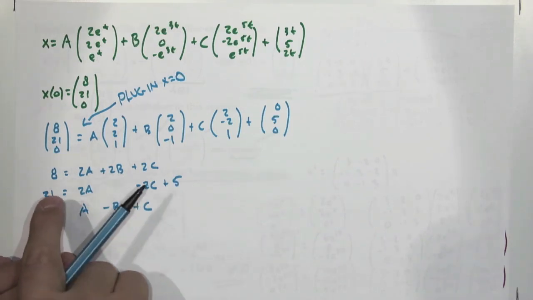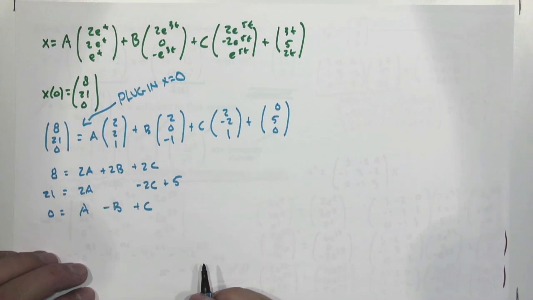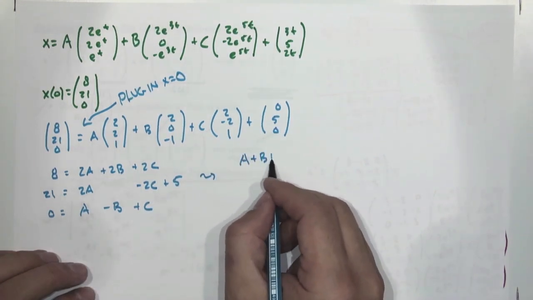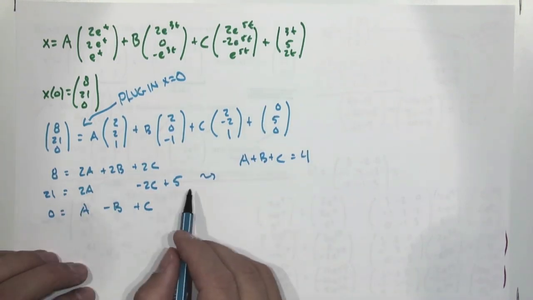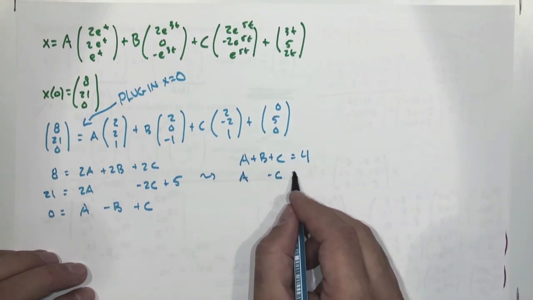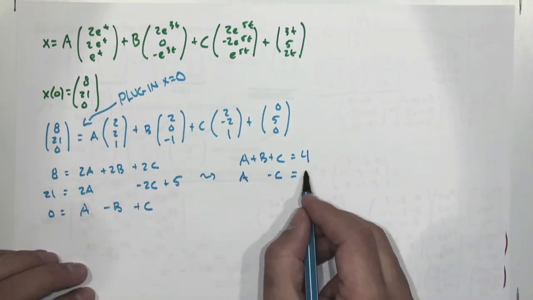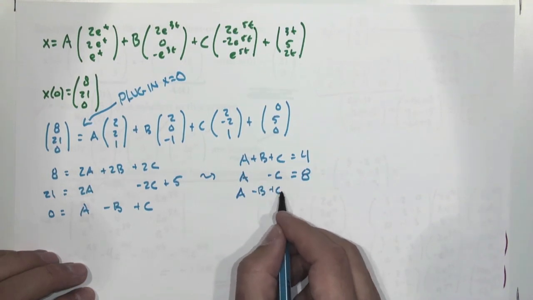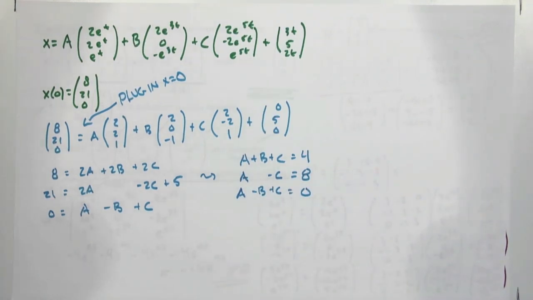We can probably clean it up a little bit. Can we do anything to this first equation? Divide by 2, right? So a plus b plus c equals 4. The second equation, we can move the 5 over and then divide by 2. a minus c would equal 21 subtract 5 is 16, divide by 2 is 8. And then a minus b plus c equals 0. All right. Any suggestions? Things we can do to make our life better?